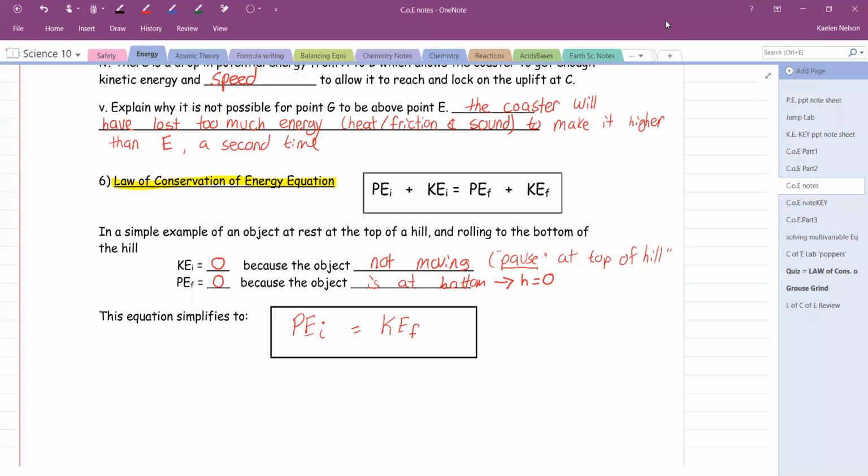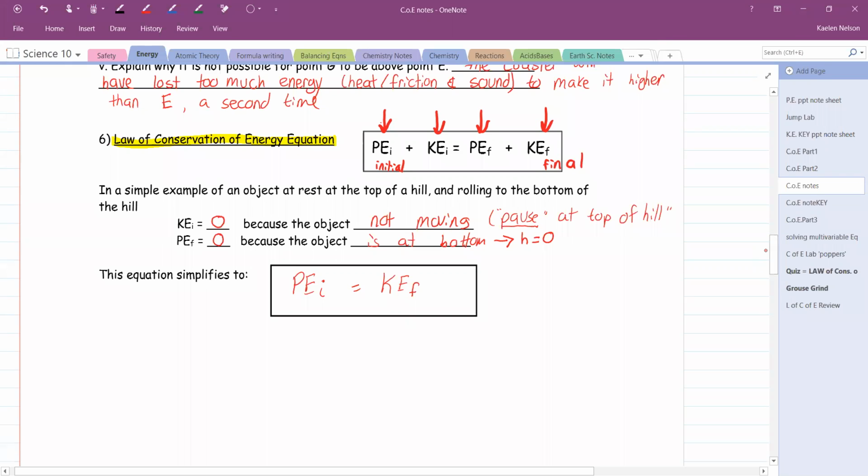Okay, here at number 6, the law of conservation of energy equation is written out in the long format for you. It looks like it has 4 separate terms. So just to review, the I's stand for initial, that's at the start of your ride, and the F's will stand for final. So on one side of the equation we have initial, the opposite side we have final. So 4 terms looks like it could be a fairly complicated equation.